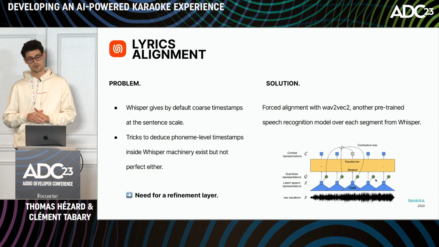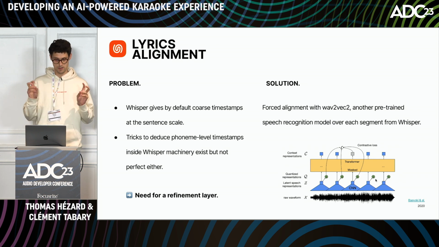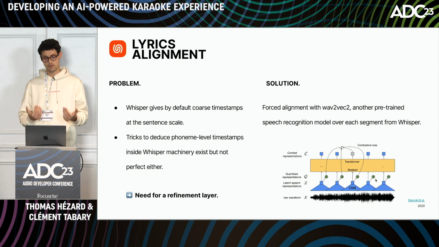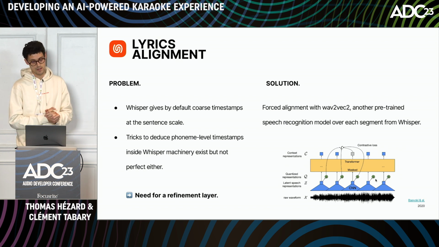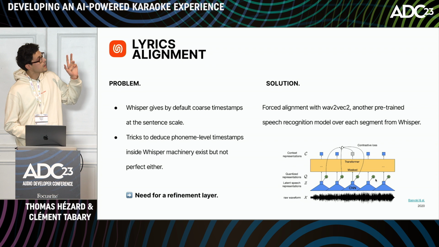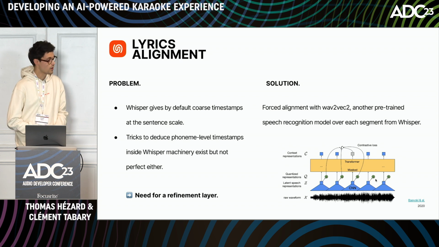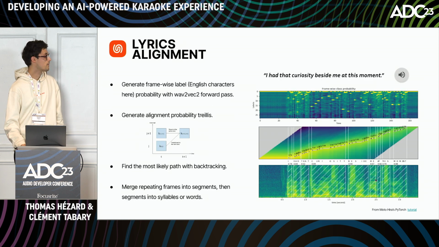The idea is to add a small refinement layer at the end as a post-processing phase. For each sentence with timestamps that the transcriber outputs, we refine and get the word-level timestamps for each word in the sentence thanks to forced alignment with another pre-trained speech transcription model called Wav2Vec2. The inference of this model is quite fast. It's negligible compared to Whisper, so it's not a big deal to add this post-processing layer.